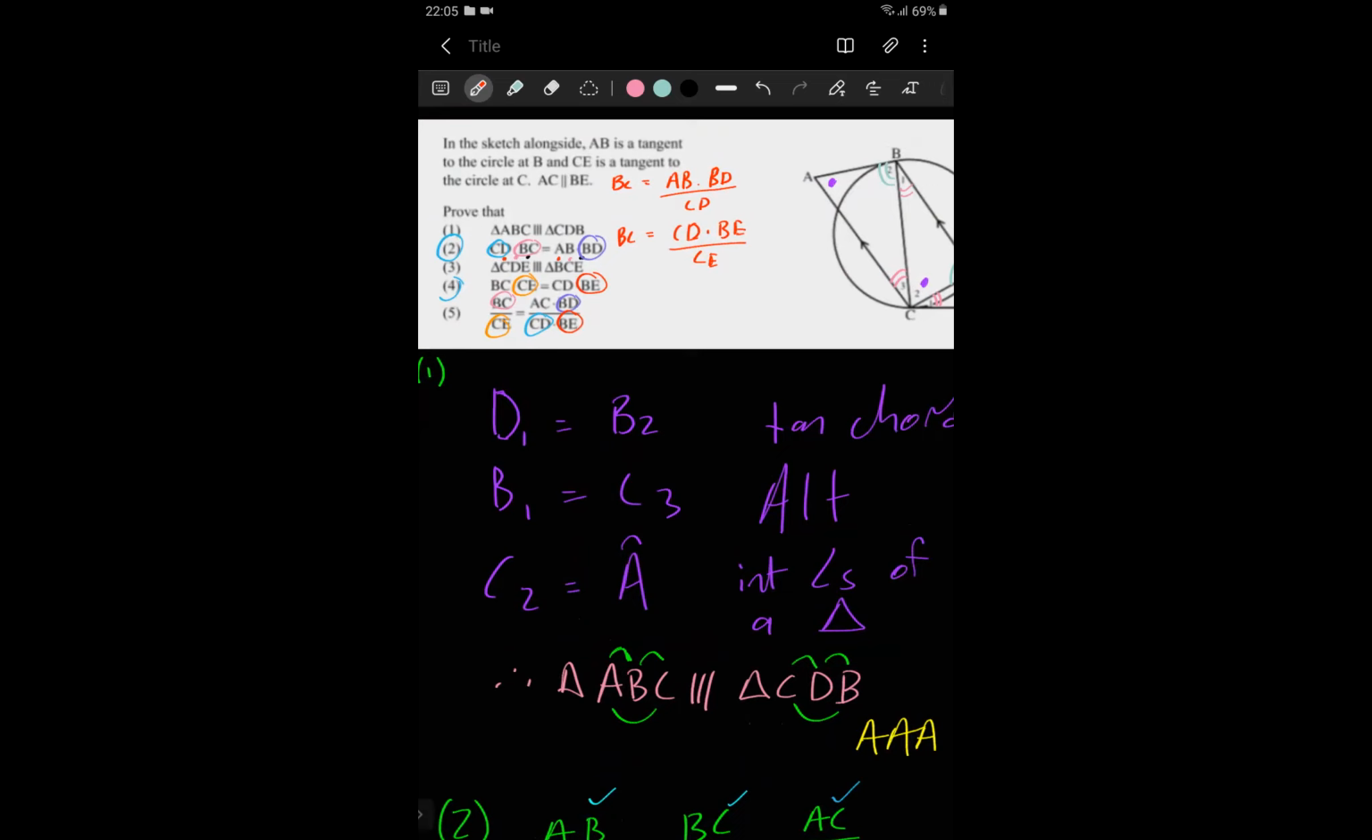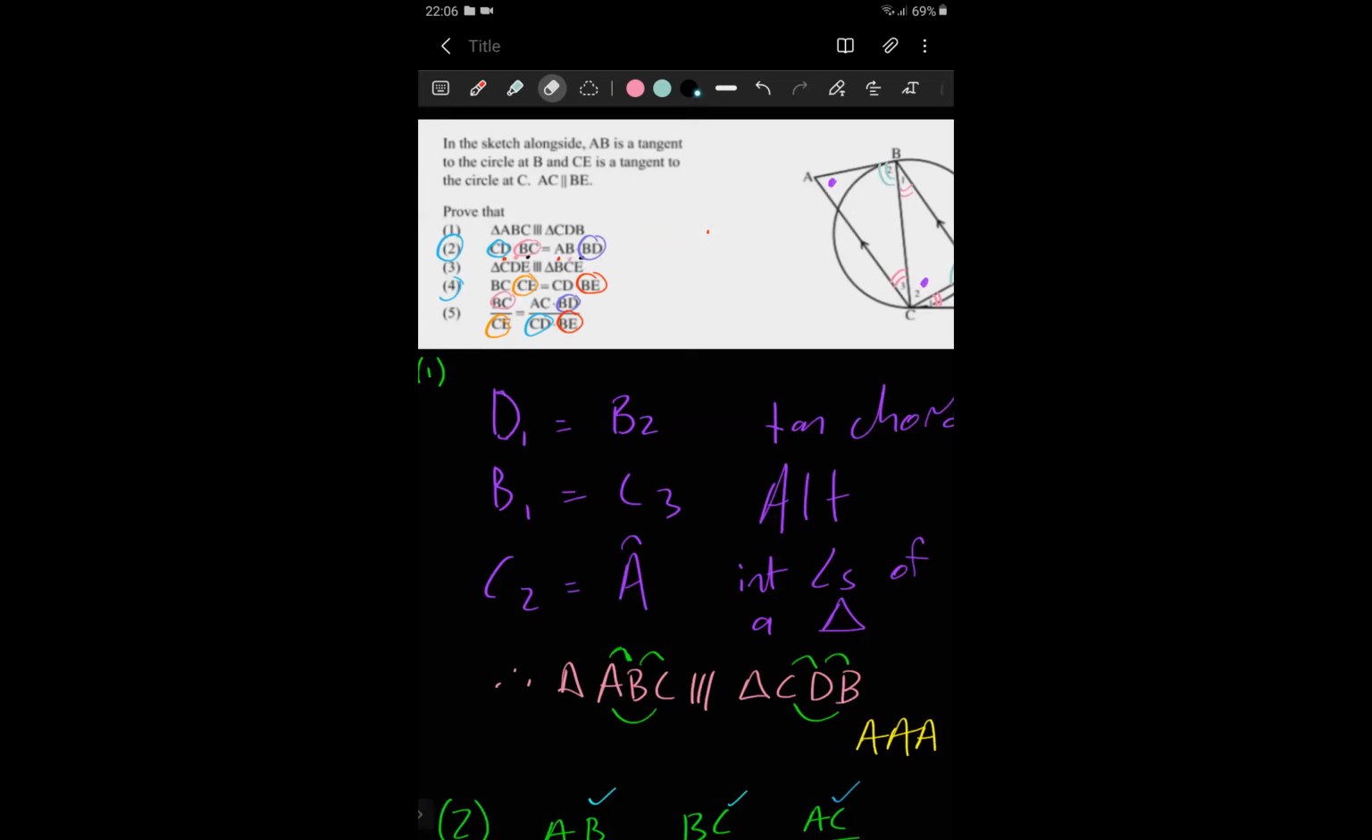So I feel like I need to pause and think about this one, because it's really not a straightforward question. But let me see, what would I do? Oh, I know what to do. Do I? Let's isolate BC in the first one. Let's isolate CE in the other one, and see what happens.